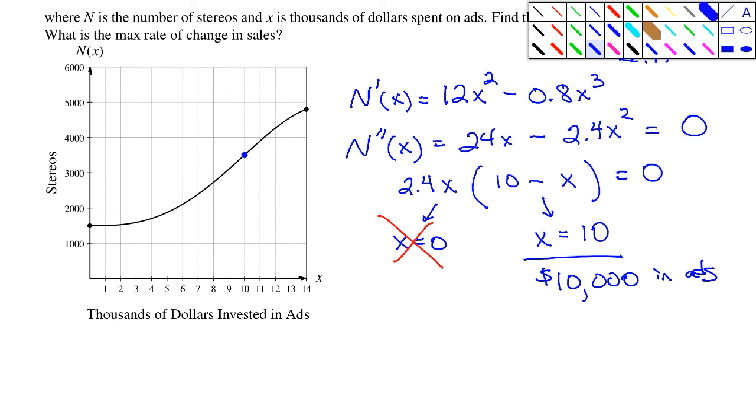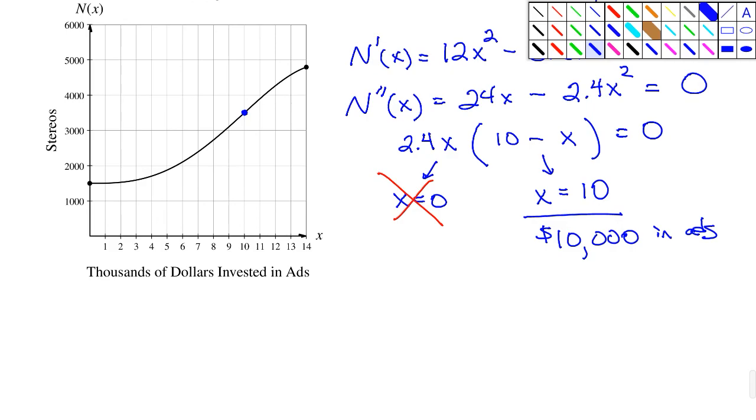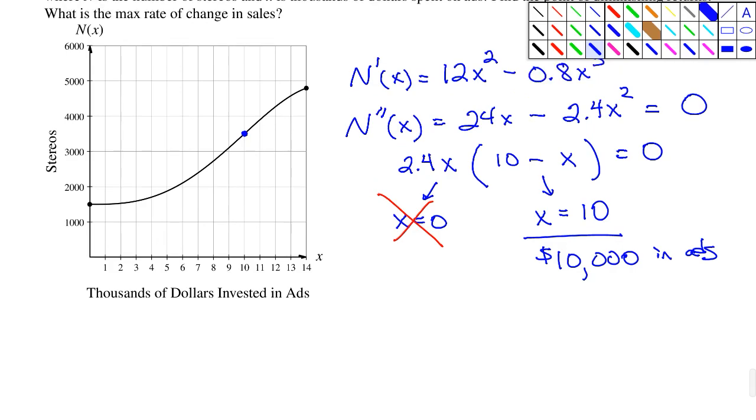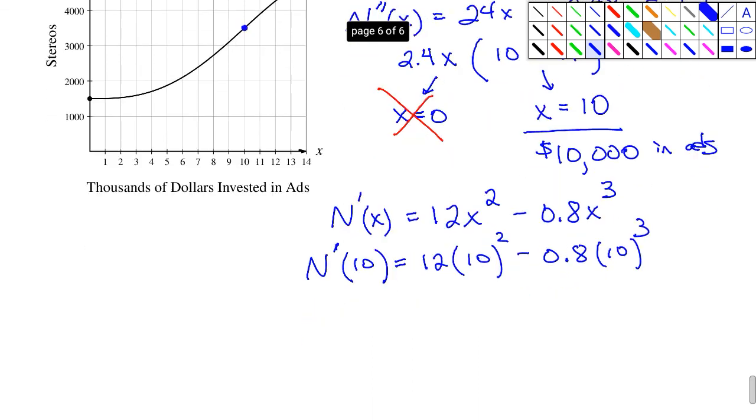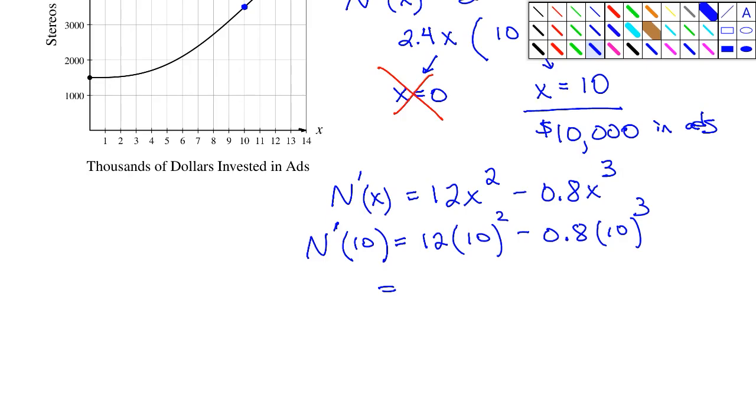The last question is, what is the max rate of change of sales? So the max rate of change of sales, well, the rate comes from the first derivative. Let me rewrite that here. And to find the maximum rate, we know the maximum occurs at the inflection point, so that would be 10. So N prime of 10 would be 12 times 10 squared minus 0.8 times 10 cubed. And that's equal to 400.